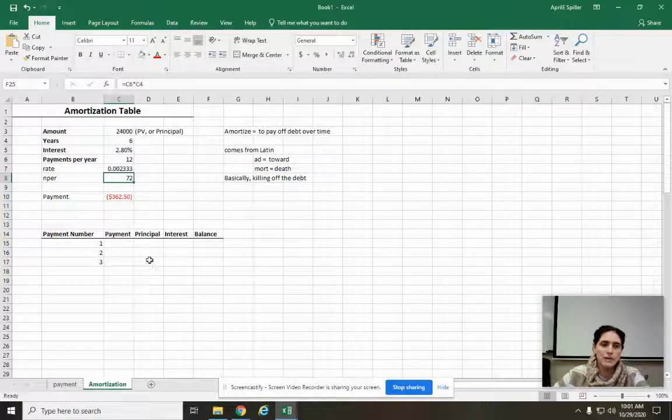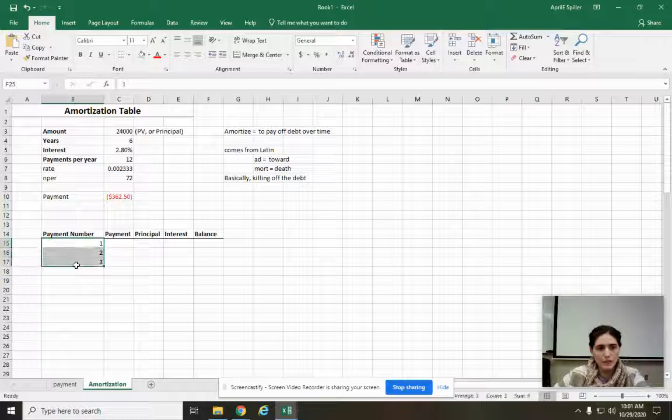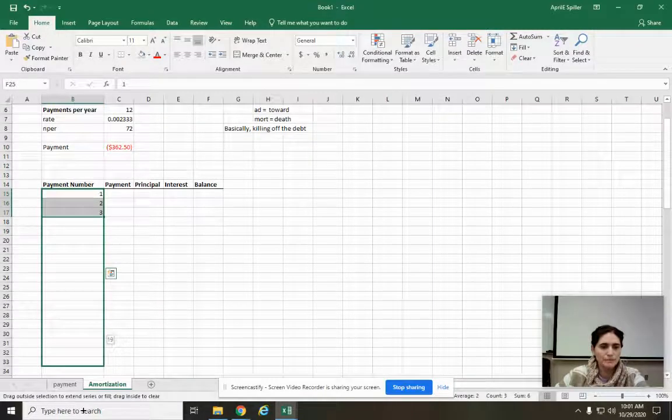When we set up our amortization table, we're basically going to figure out how much our payment's going to be, how much of that payment's going towards the actual debt, how much is going to the interest, and how much we still owe. And this is done for every single payment, so all 72 of them. So I have my payments, so I started numbering it 1, 2, 3. I'm going to take that down to 72.